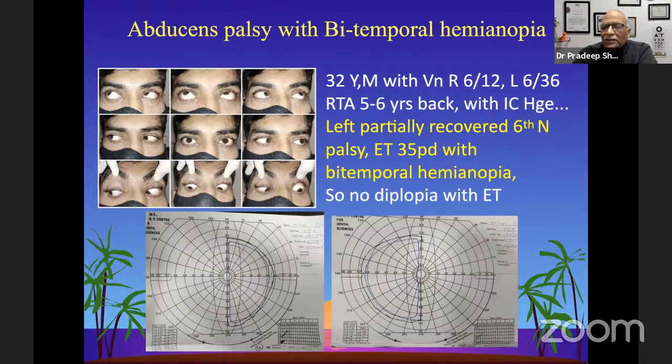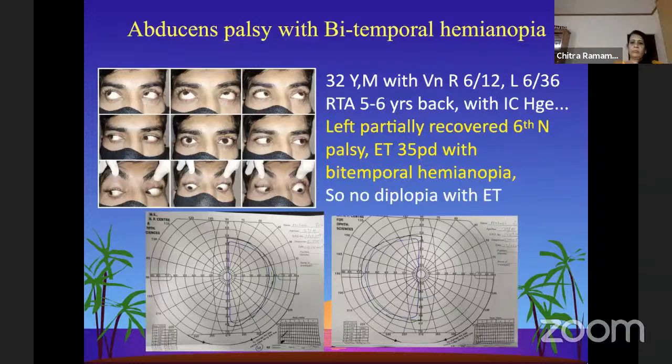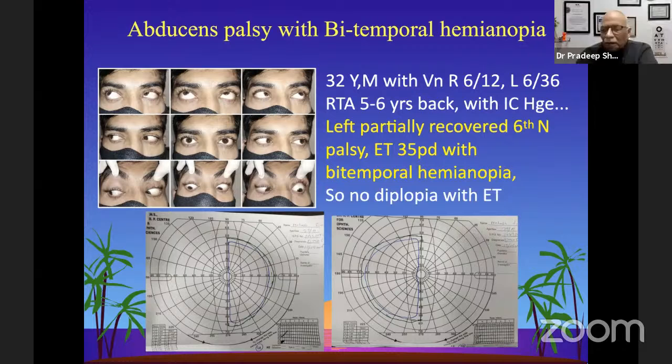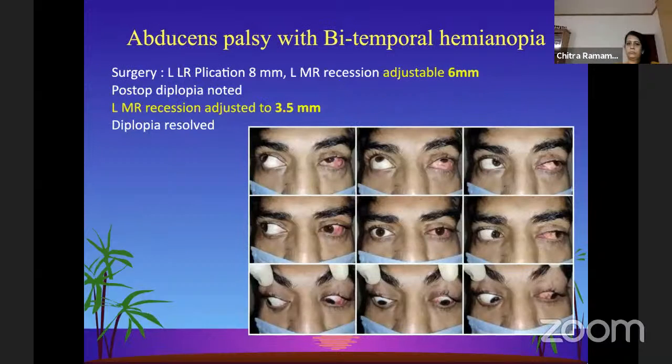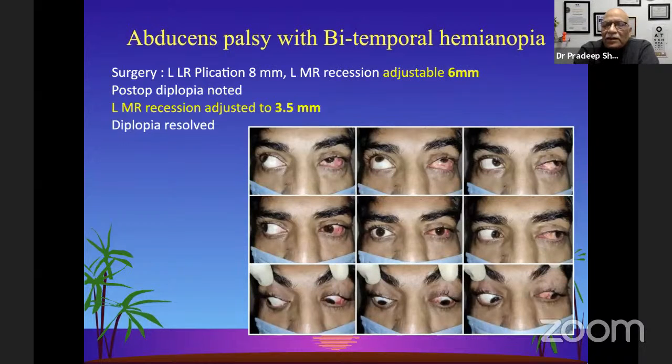The moment you straighten his eyes, and if you get it a little overcorrected, he would be complaining of diplopia. So this is a practical problem. And in such cases, adjustable surgery is a very handy tool, as we did in this case. We had done a left lateral rectus plication of 8 millimeters, and the medial rectus, I put it on an adjustable of 6 mm for correcting that.